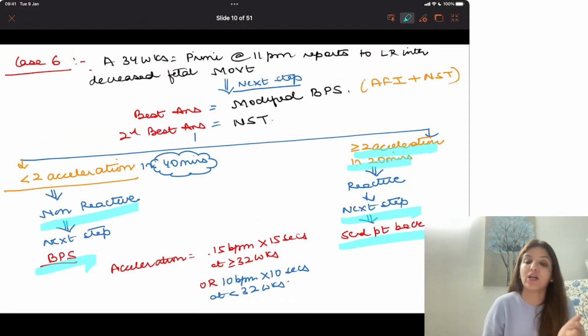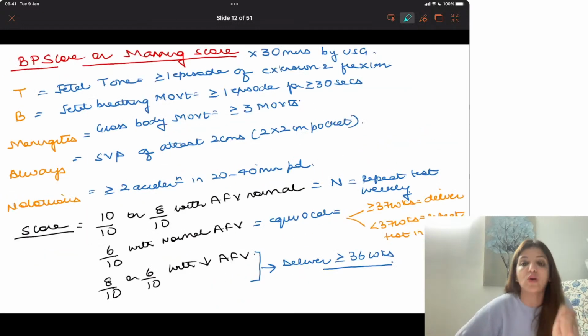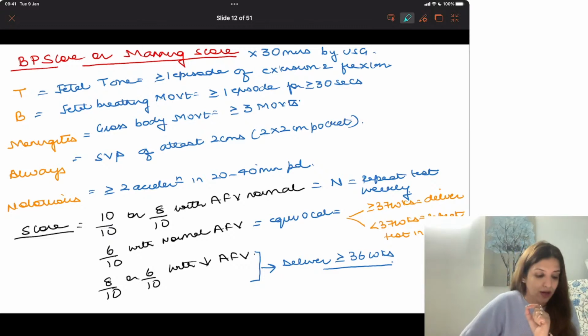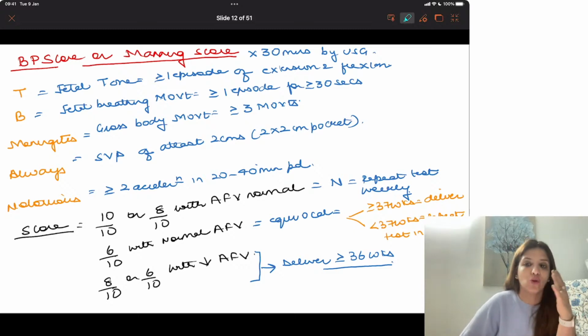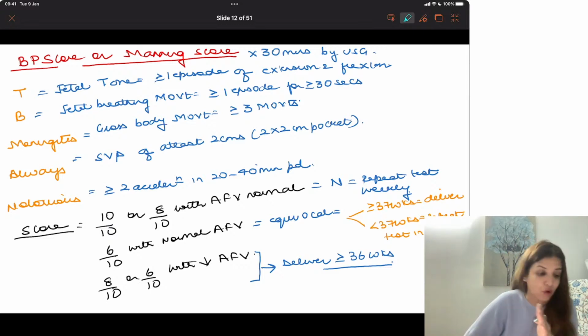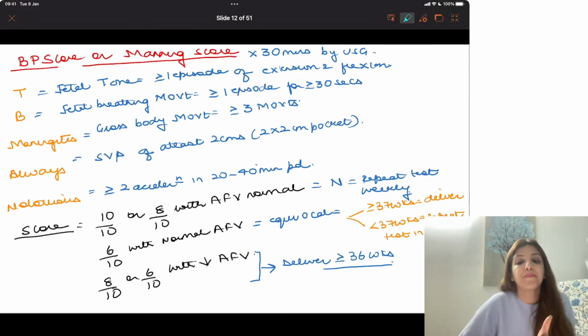Now, once you get a non-reactive NST, I told you the next step is biophysical score or a Manning score, and all of you know what are the parameters to be included in the biophysical score. So, biophysical score is very, very important. Now, more important than the definition of the score and what are the parameters which are included in the score is the interpretation of the score. So, for your NEET exam, for your INICET exam, you should know the interpretation and what is the next step, what you have to do.